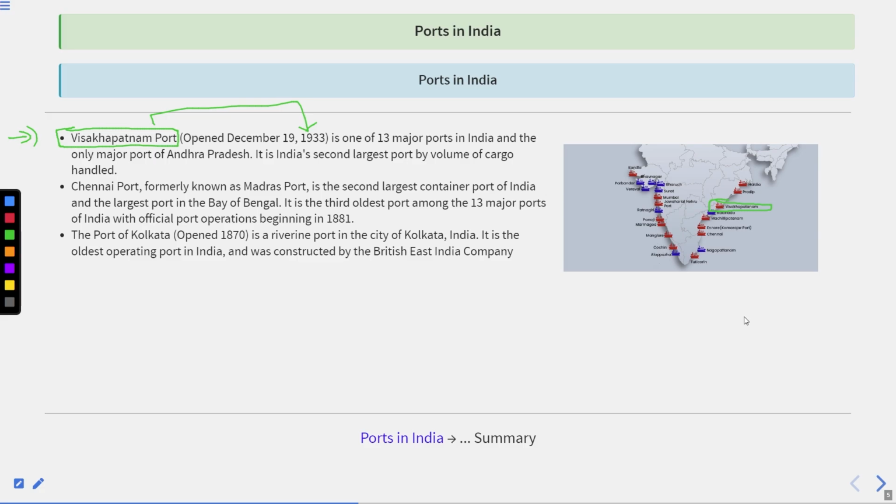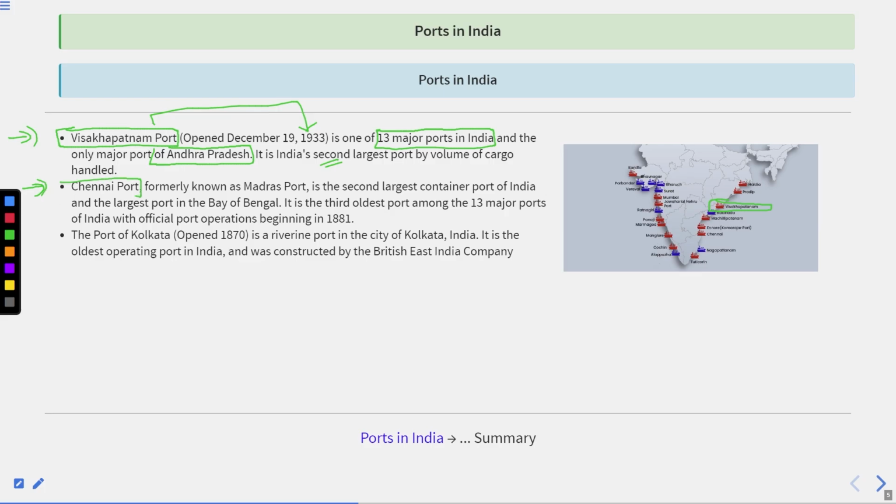This Vishakhapatnam port is also known as Vizag, and it is one of the 13 major ports in India, and the only major port of Andhra Pradesh. It is the second largest port by volume of cargo handled. The largest port of India by volume of cargo handling is Mumbai port. The second largest port by volume of cargo handling is Vishakhapatnam port.